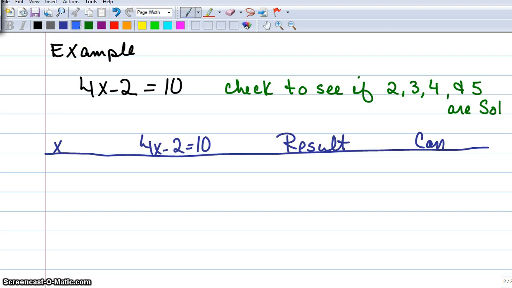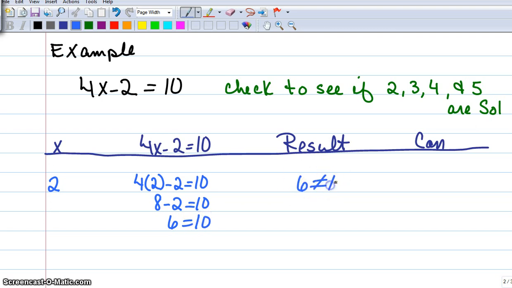Okay, now when I let x equal 2, everywhere in this equation that I have an x, I'm going to plug in a 2. So now I have 4 times 2 minus 2 is equal to 10. 4 times 2 is 8. So now I have 8 minus 2 is equal to 10. 8 minus 2 is going to give me 6. Is 6 equal to 10? No, 6 is not equal to 10. So I know that this is not a solution.